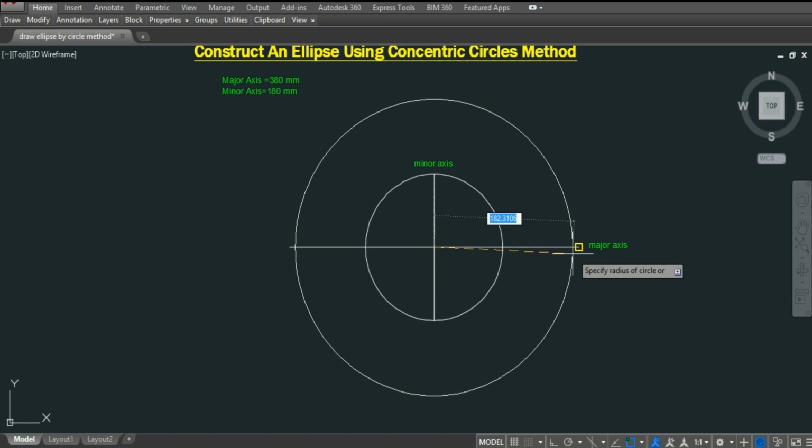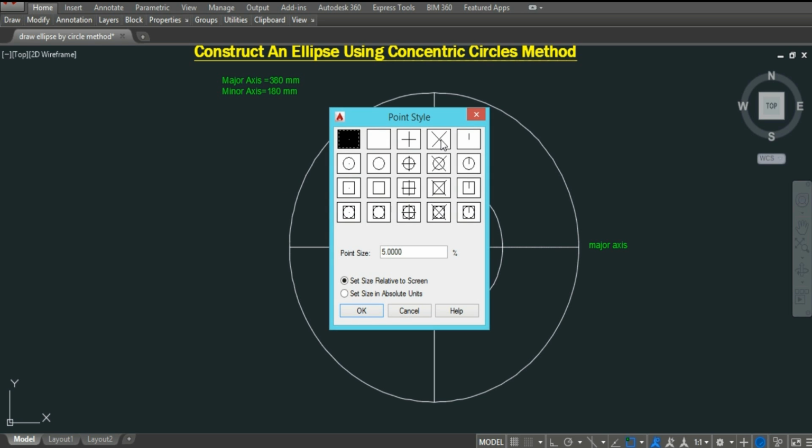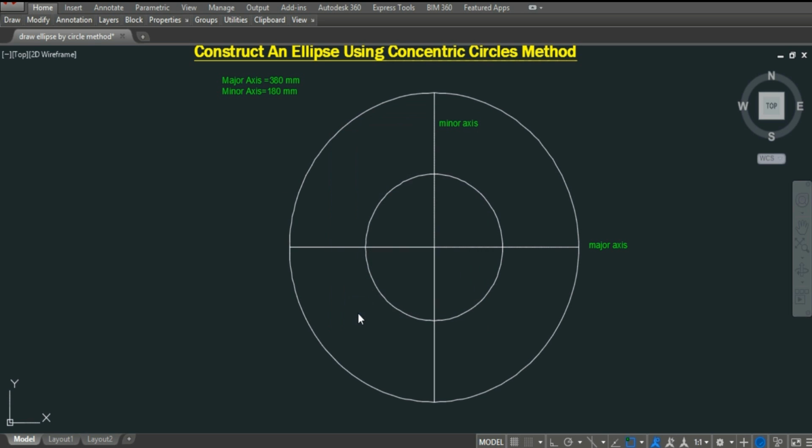Draw a circle with a diameter of the major axis and a circle with a diameter of the minor axis using the same center. And now, divide the circles into 12 slices.